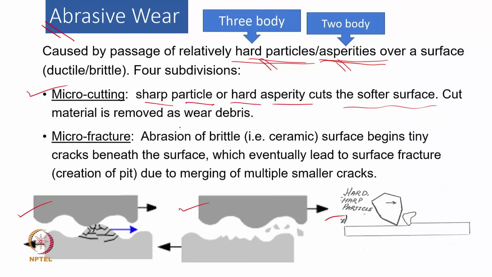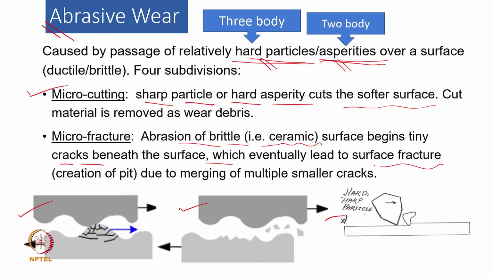Coming to fracture, this happens particularly for brittle material, which already have some cracks. It can be a granular crack, it can be crevices, or it can be the boundary, where the already established cracks are there, and elongation or propagation will not be that problematic. So that happens, and finally it will lead to surface fracture, creation of pitting, or creation of pits on the surface. That will be more harmful.